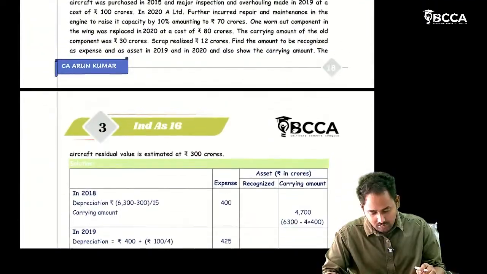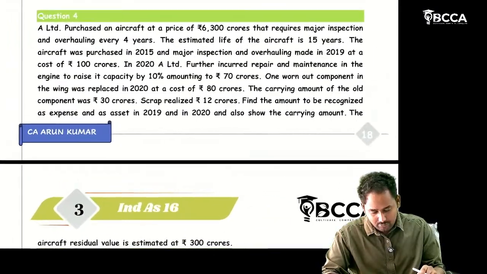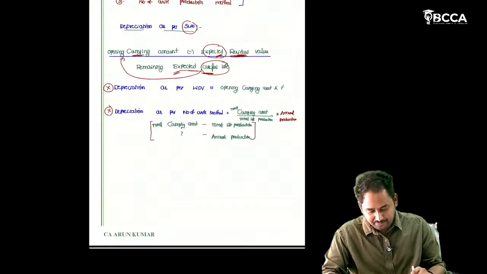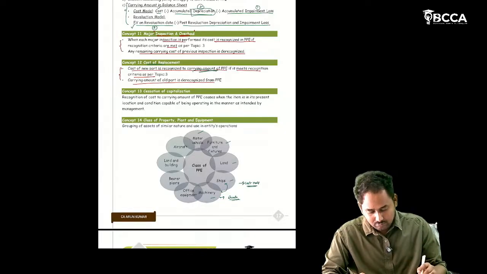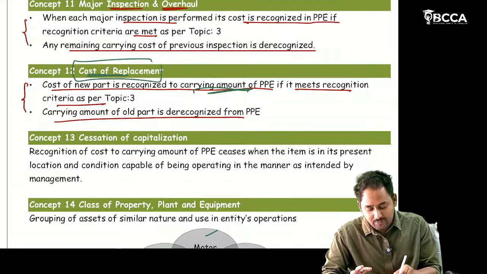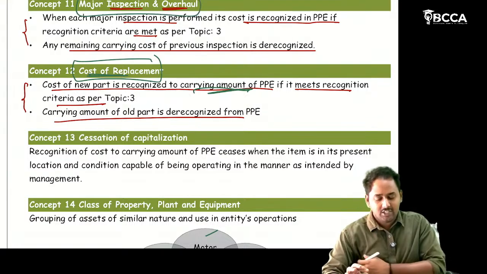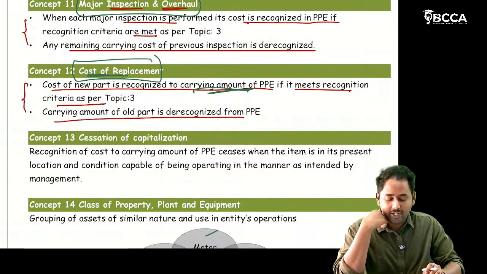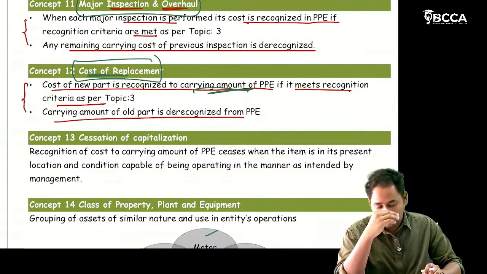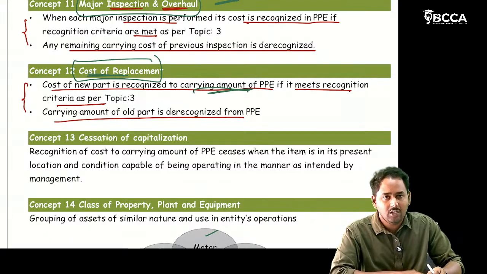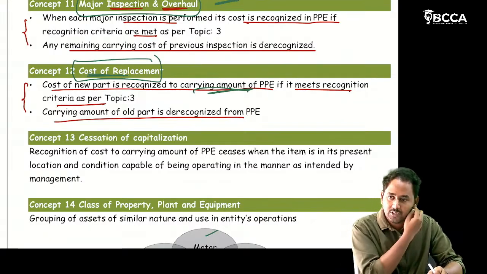Question number 4. In the same way, the concept is the same for the cost of replacement and the cost of major inspection overhaul. These expenses, also capital expenditures, should be added to the cost of the asset. These are the mandatory expenses. Without these expenses, we cannot operate the PPE. So that's why these expenses are capitalized.